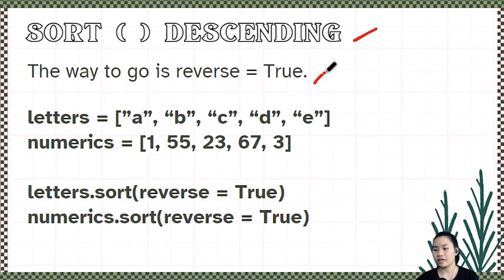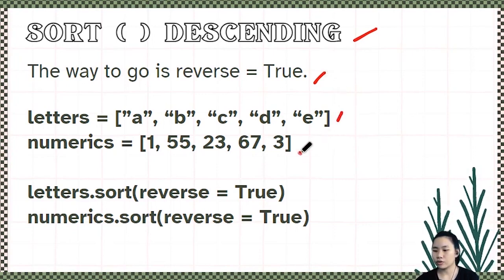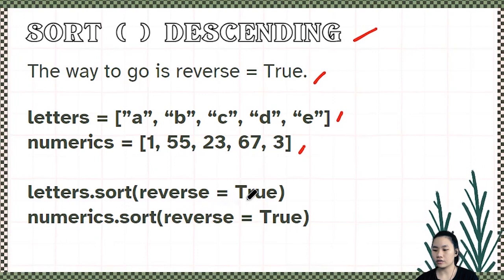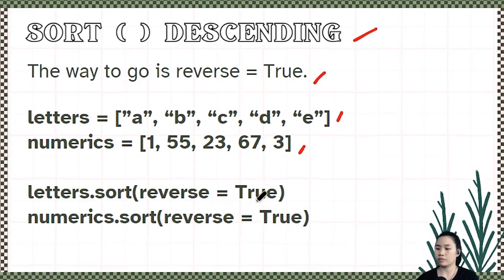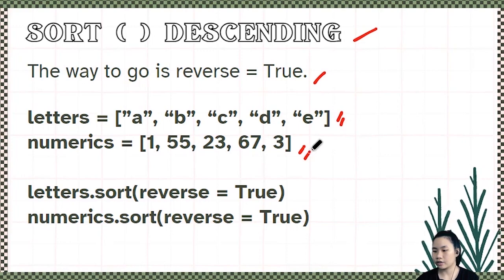Next, we have the reverse equals True parameter for the sort method. Using the same two lists, we can put letters.sort(reverse=True). Very simple concept. If reverse is True, it will reverse the whole thing, so it goes from largest to smallest, alphabetically and numerically.